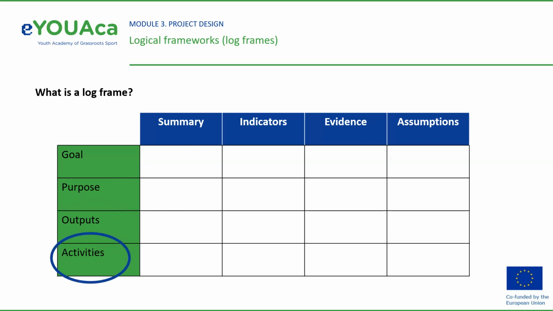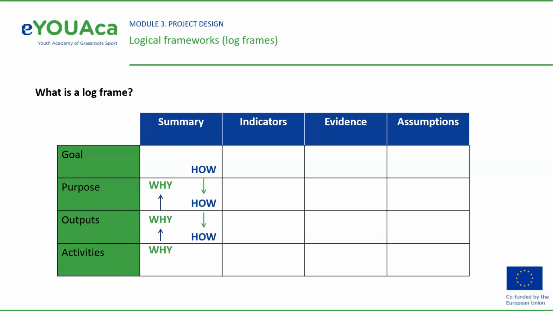Finally, we have activities that describe the tasks we will carry out and the actions necessary to produce the output. Activities answer the question, how will we deliver the outputs? It is likely that there will be a long list of activities to carry out. However, the log frame should not include too much detail. You have to list the main activities which are needed to achieve the outputs. There may be several for each output. Statements should be brief and use lots of action words.